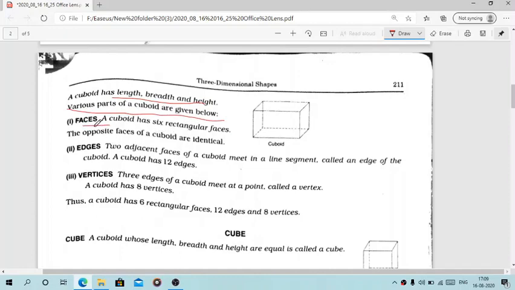So first of all, faces. A cuboid has 6 rectangular faces and opposite faces of a cuboid are identical. Edges. Two adjacent faces of a cuboid meet in a line segment called an edge of the cuboid. A cuboid has 12 edges and 8 vertices.